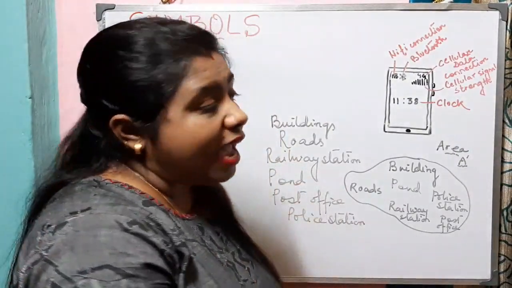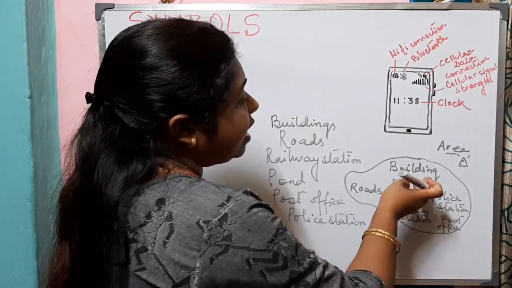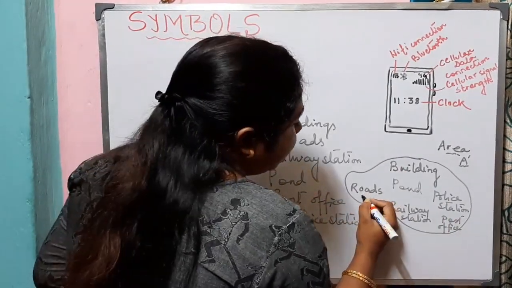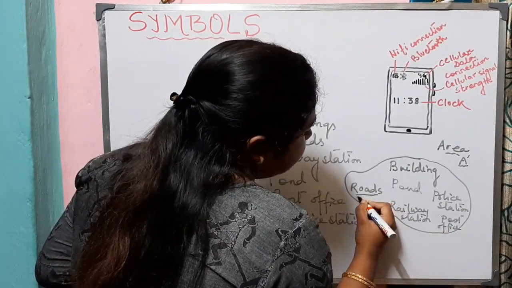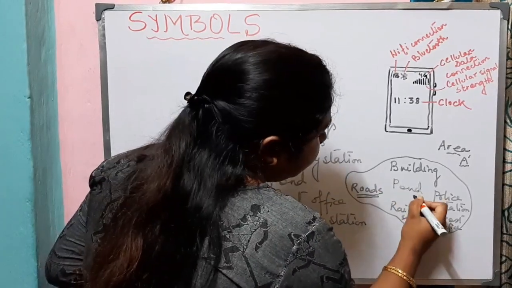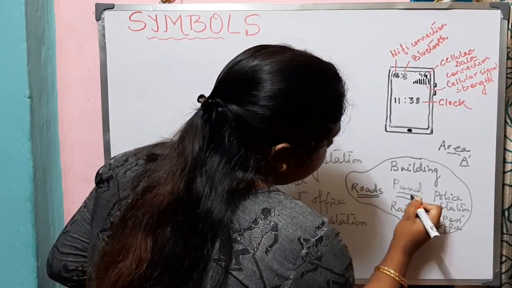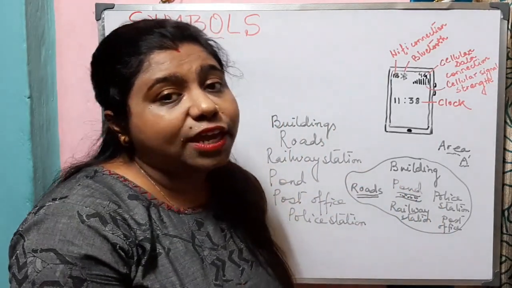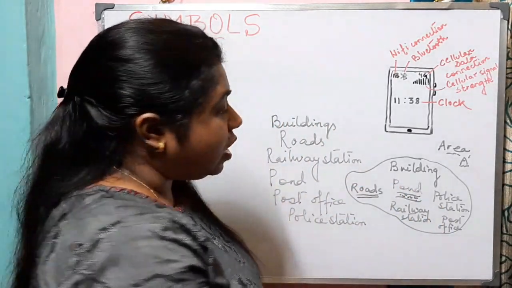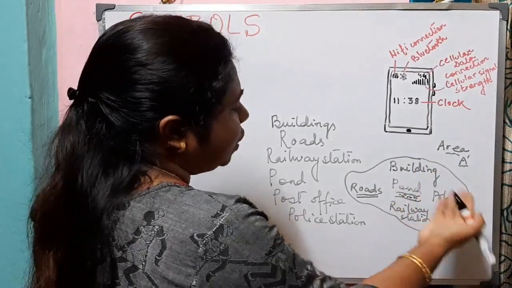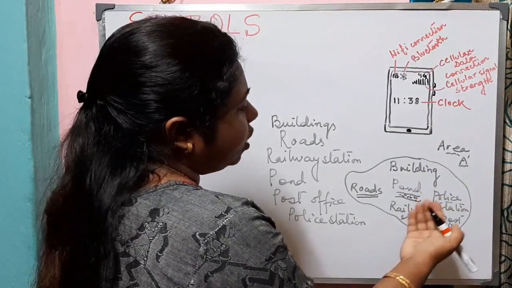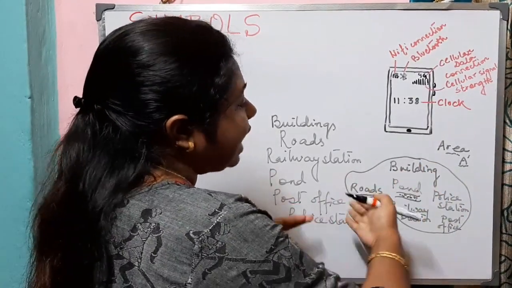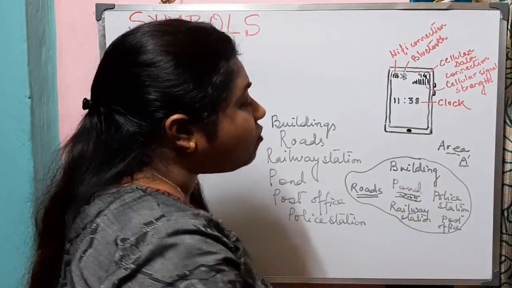So that is why instead of using text, what do we use? We use certain symbols to show different features that we can observe on the earth. Suppose buildings, pond, police station, railway station, post office, all can be shown with the help of symbols.